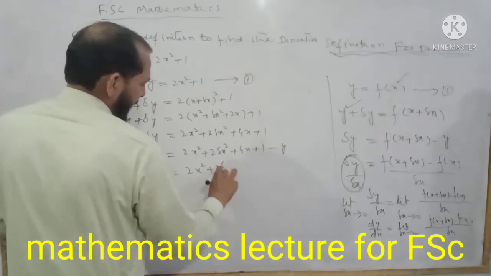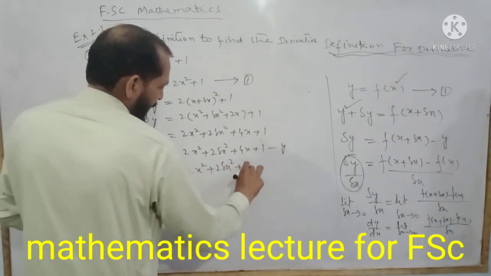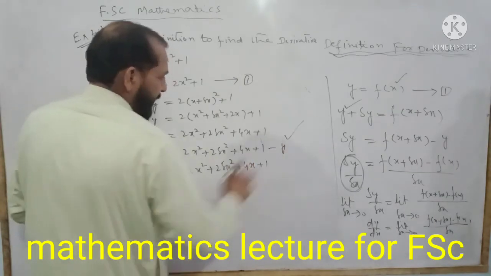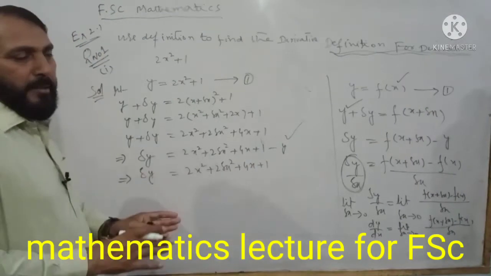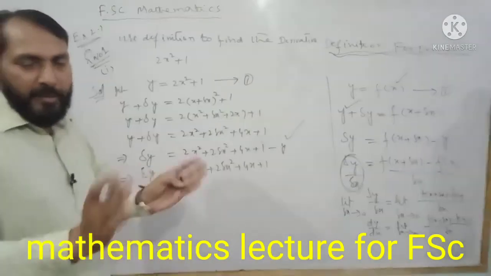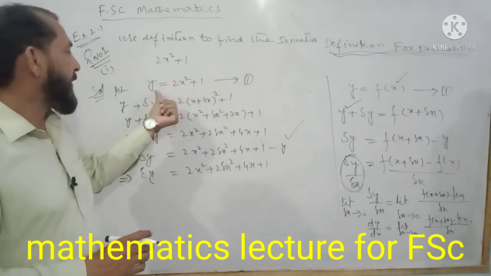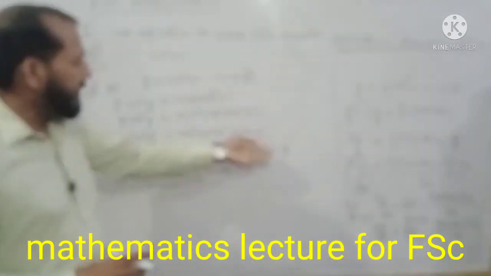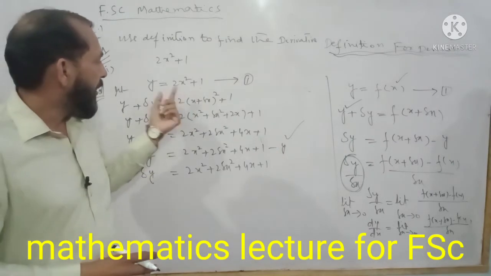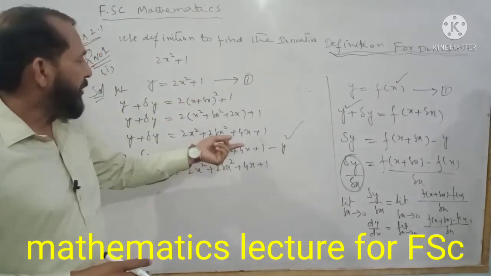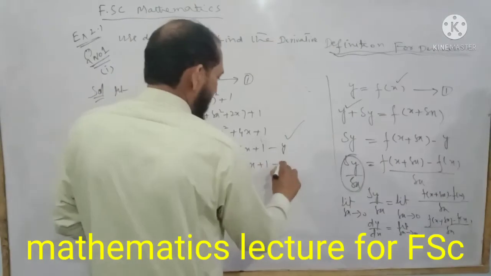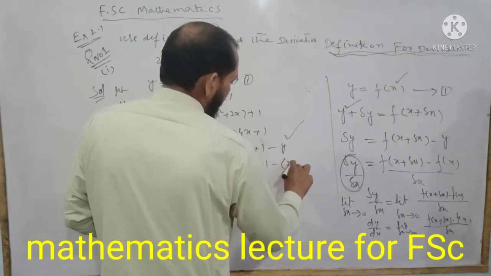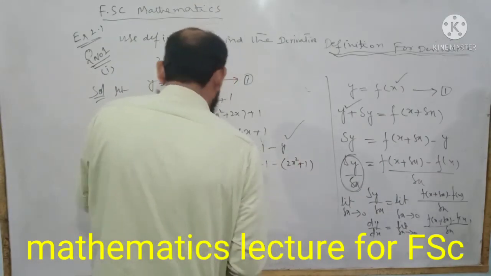After this we have y on the right hand side. So we can take the value of y from question 1, putting in this function the value of y, 2x square plus 1. So we can simply put these values of y.